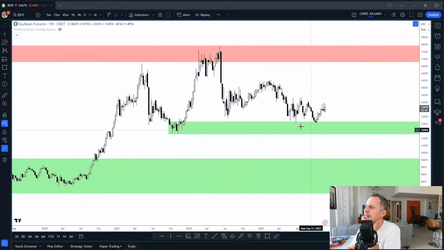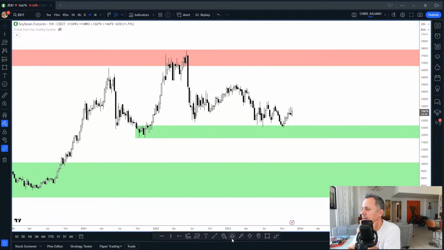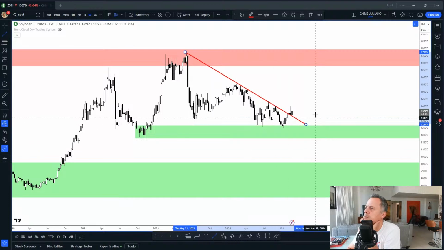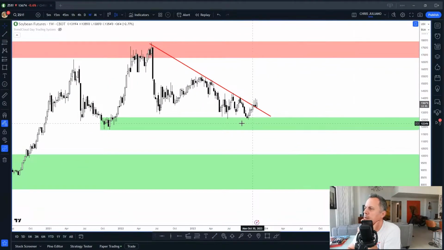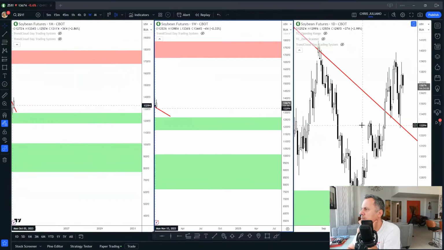So weekly has hit weekly demand, and it did break through it a little bit. So we still have this downtrend here, right? Classical charting. There you go. Go down to the daily.